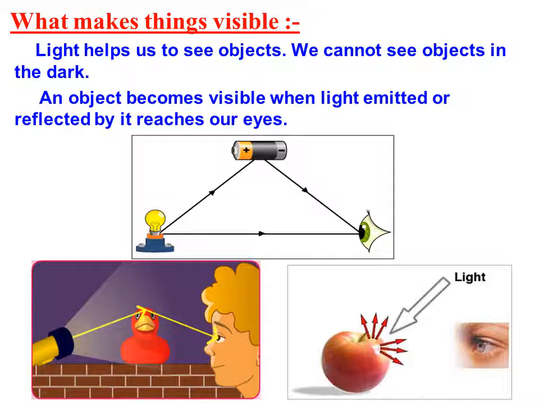That means we can see the emitted light. We can see the bulb because it is emitting light, and we can see the non-luminous object, the battery, because it is reflecting the light. So we can see both. It's not only due to reflection that we can see things. Luminous objects we can see directly. Apart from that, when light falls on a non-luminous object and reflects back to our eye, we can see that thing also.